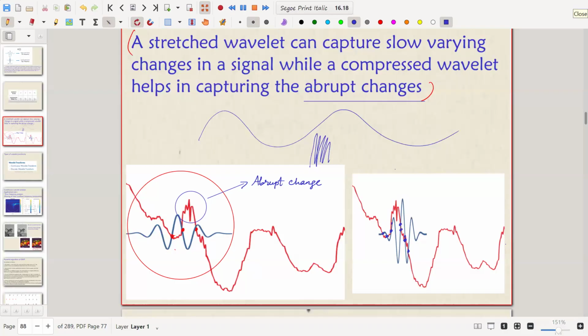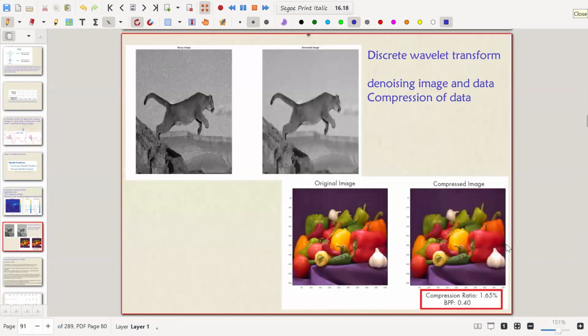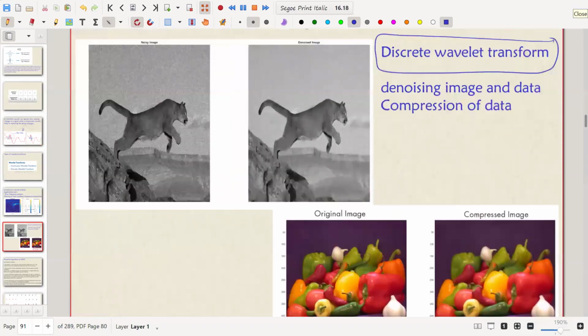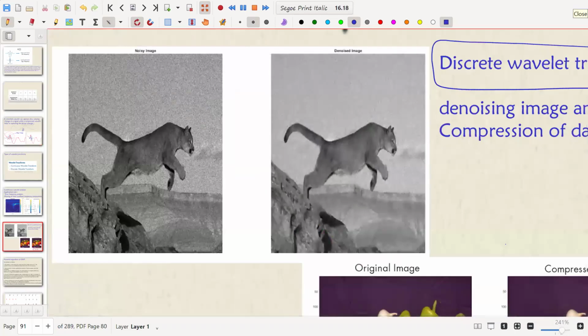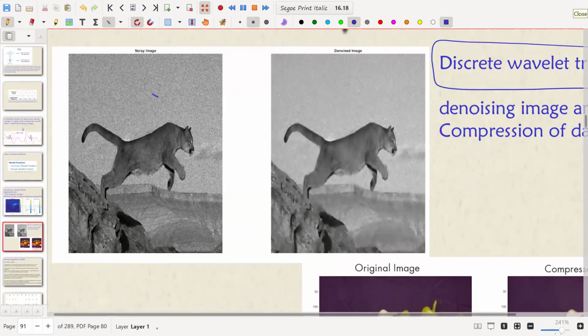I think this is the most important one. We will not cover any more things, but I will try to show you where the discrete wavelet transform can be used. You can see the left image is the noisy image. Can you see some amount of noise on the left image? A lot of tiny dark pixels are occupying the lion or tiger image, I don't know.